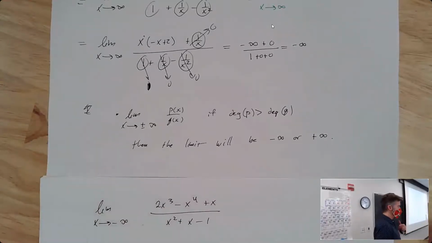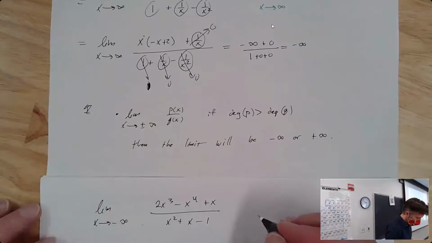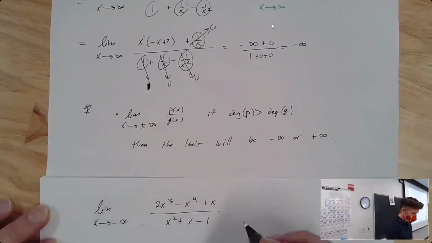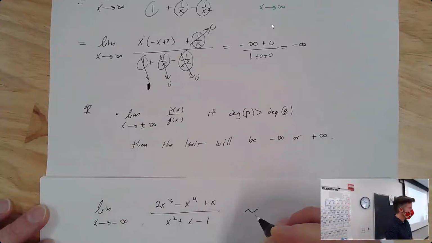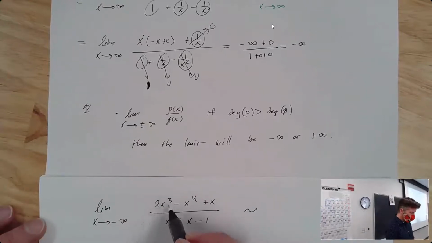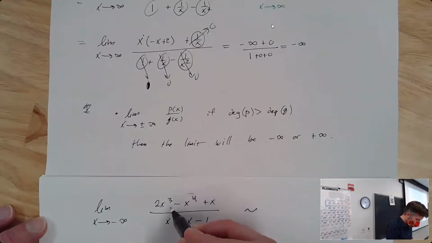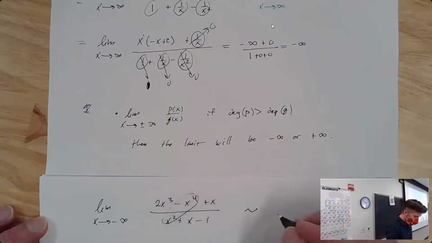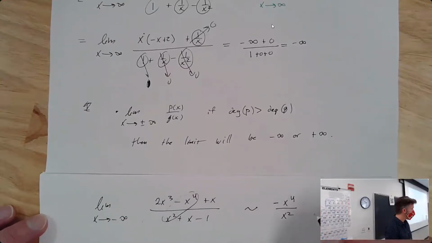Okay, here's what I'm really doing. If I was trying to do this the short way, here's what I'm actually thinking about. I'm still going to show you the long way, but I only really care about the highest powers. The other stuff is garbage. This 2x cubed is meaningless in the face of this x to the fourth. This x and this 1 are meaningless in the face of x squared. The x squared is always going to overpower them. So the leading terms decide what the thing looks like. So this is essentially negative x to the fourth over x squared, which is essentially negative x squared.